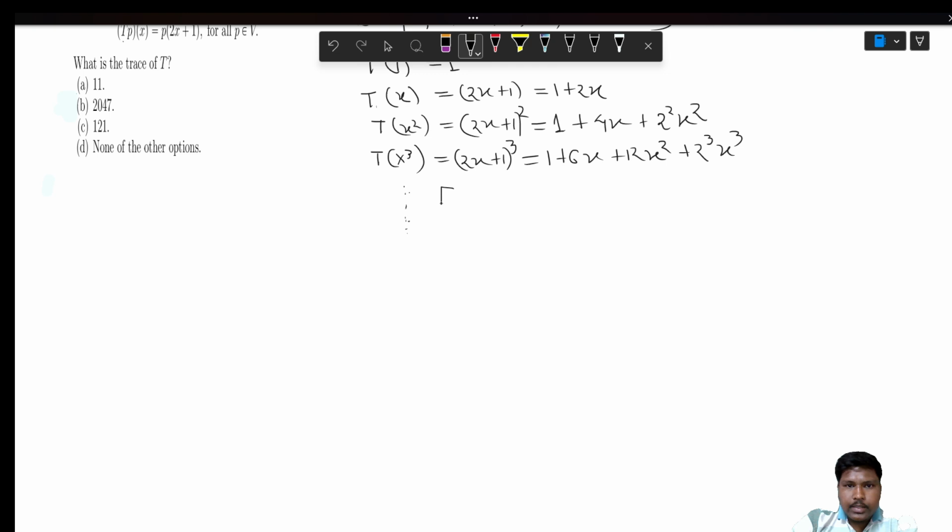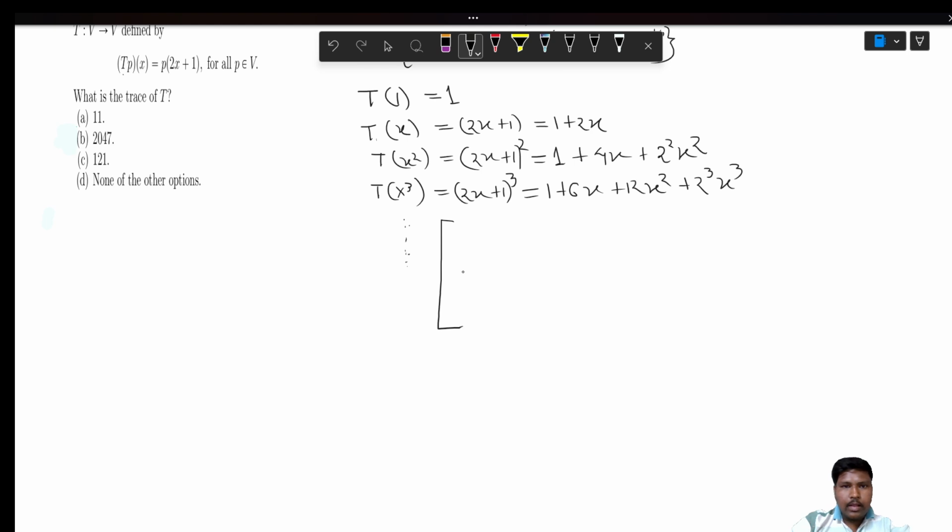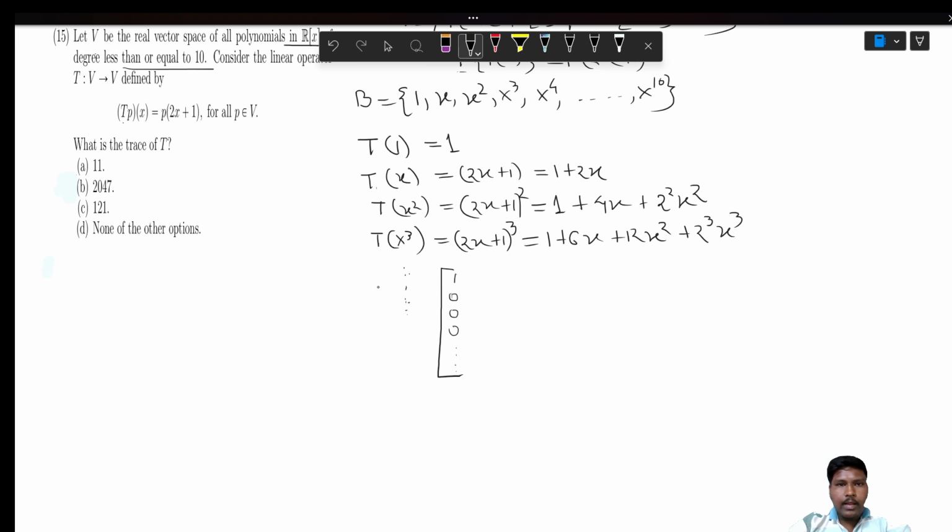अब हम लोग इसको matrix representation में करने की कोशिश करेंगे। So first of all we get T of 1 is 1. That means the first column is 1 0 0 0 and so on. T of x is 1 plus 2x, so its matrix representation is 1 2 0 0 and so on. Similarly, for T of x square, it is 1 plus 4x plus 2 square x square, which can be written in a column as 1 4 2 square 0 and so on. Similarly, ये continue होता चलेगा.